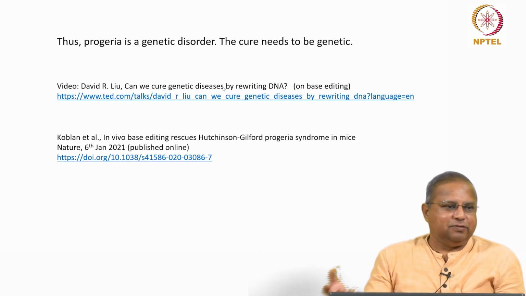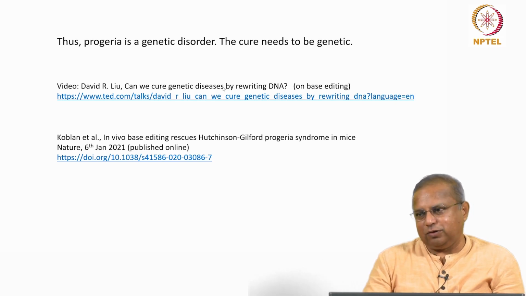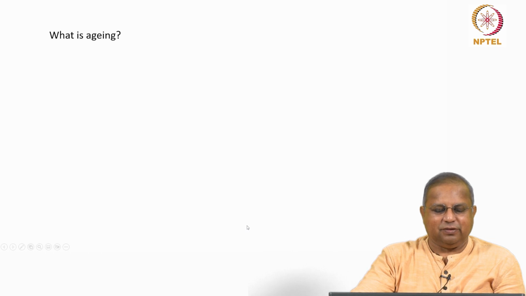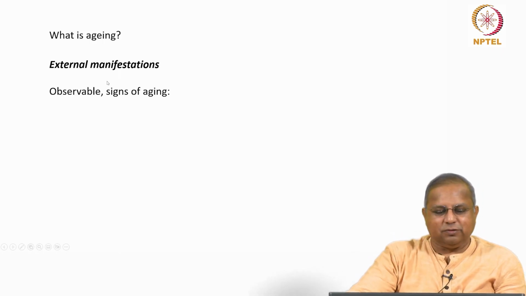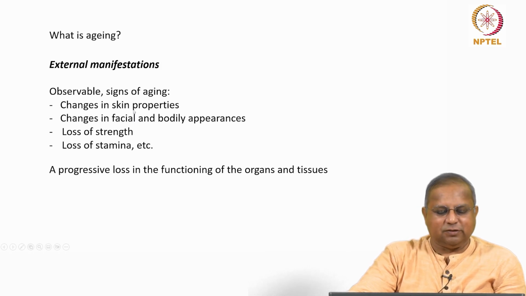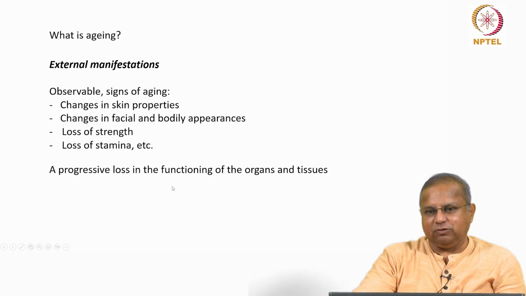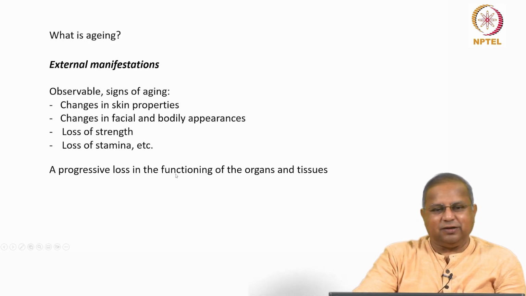We looked at progeria, we confirmed the genetic basis, and then I just mentioned that reactive species play a role in the process. So to understand that role, let us take a closer look at what aging really is. There are external manifestations which all of us know about. There are observable signs of aging such as changes in skin properties, changes in facial and bodily appearances, loss of strength, loss of stamina, and so on and so forth. And also a progressive loss in the functioning of organs and tissues, and that is what functionally does the damage. These are cosmetic damages, and this is a functional damage.